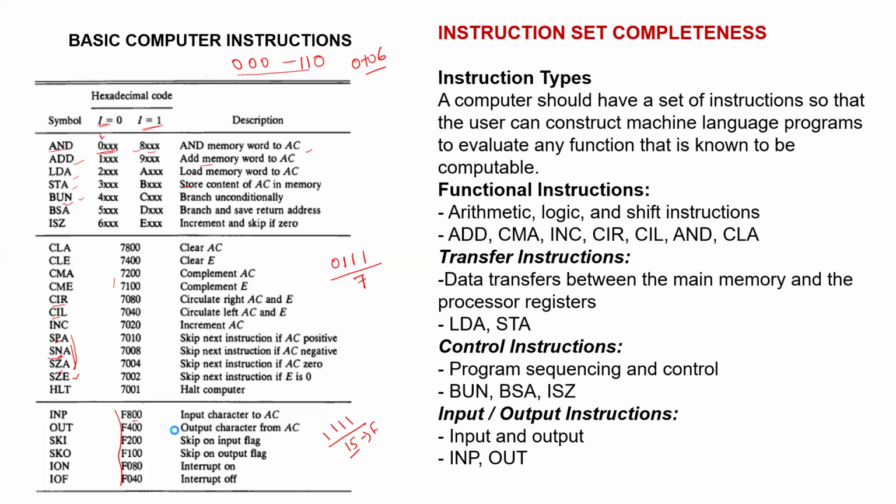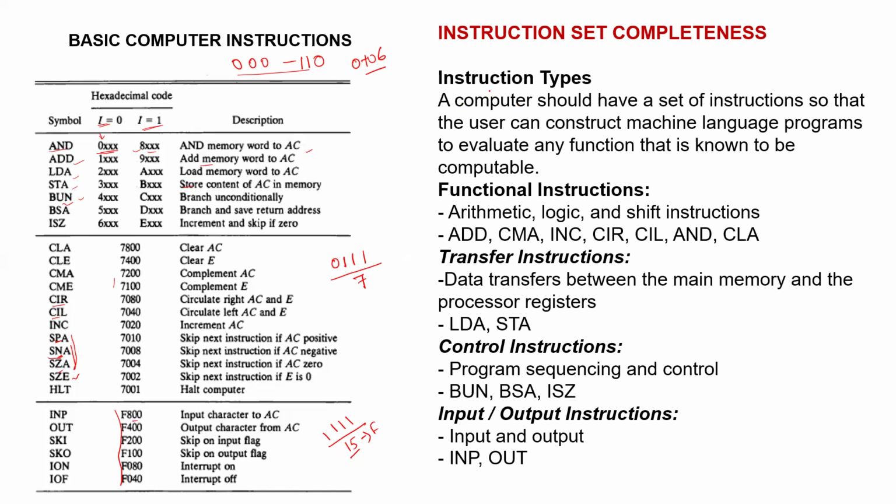So INP is the input character to the accumulator, OUT is the output character from the accumulator, SKI is skip on input flag. So we have different types of flags. SKO is skip on output flag, ION is interrupt on, IOF is interrupt off. So later we'll have different flags: carry flag, auxiliary flag, zero flag, and parity flag. These different flags are going to come at a later stage, and those things are important in memory in the case of microcontrollers and microprocessors also.